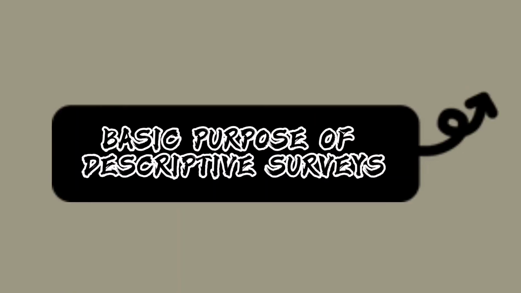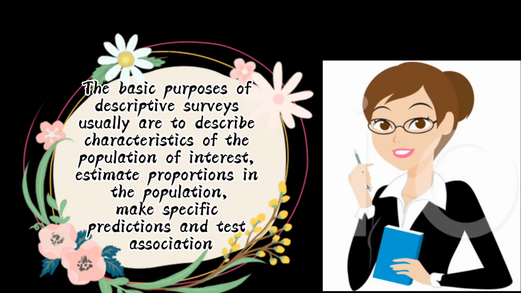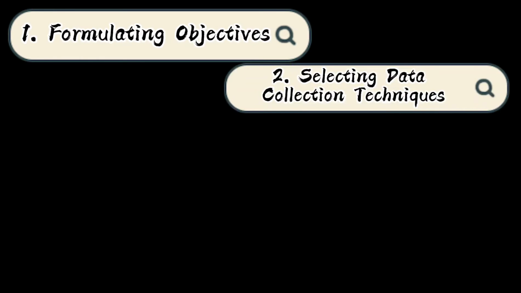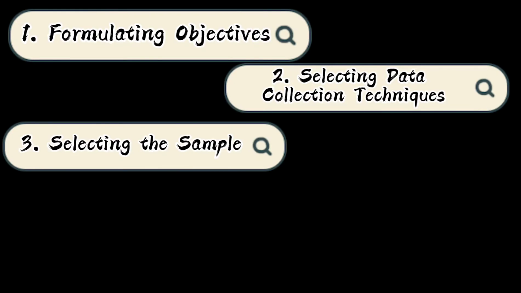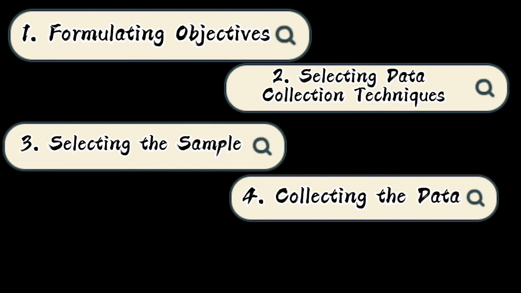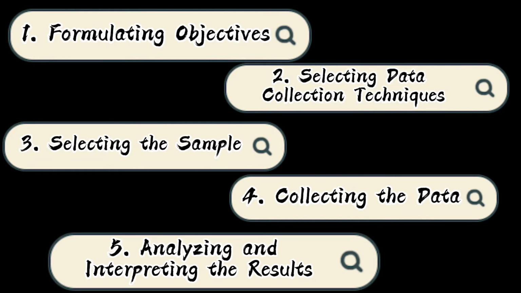Basic purpose of descriptive surveys. The basic purposes of descriptive surveys usually are to describe characteristics of the population of interest, estimate proportions in the population, make specific predictions, and test association. Basic steps of survey research. 1. Formulating objectives. 2. Selecting data collection techniques. 3. Selecting the sample. 4. Collecting the data. 5. Analyzing and interpreting the results.